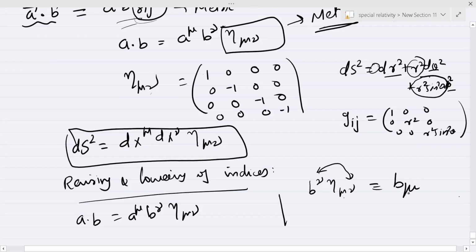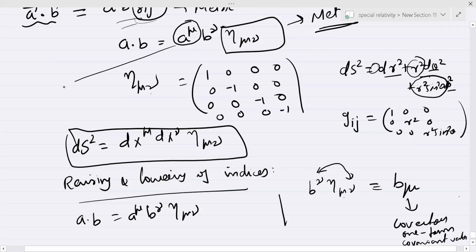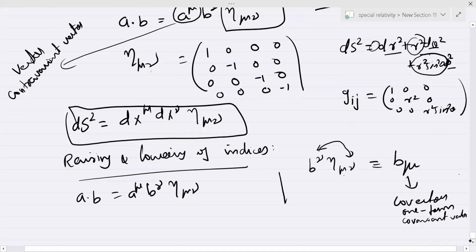We define this as an object with a lower index, and we call this the components of a covector or one form. It's also called the components of the covariant vector. This term covariant vector is a bit outdated, but still in some of the textbooks they use it. In contrast, this with the upper index is simply called a vector, components of a vector. It's also called a contravariant vector. So if you have the scalar product of two vectors, you know that it's Lorentz invariant.